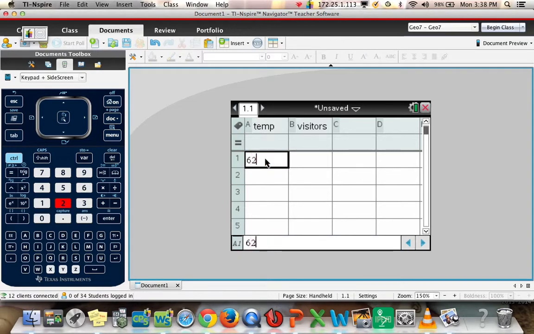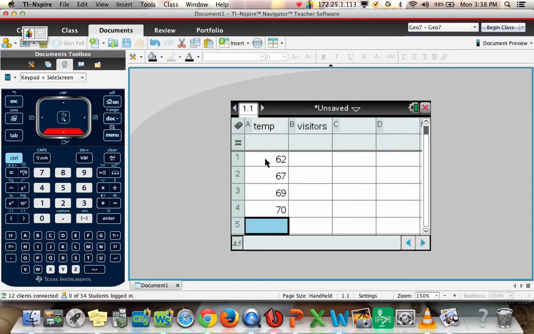So temp 62, 67, 69, 70, 72, 77, 79, 80. So I'm just taking these numbers right from the chart. 83, 85, 88, 94, 96, 98. Okay, and then number of visitors will go over here.